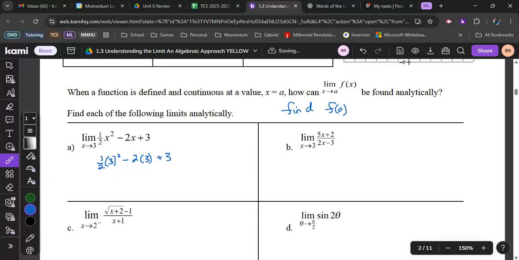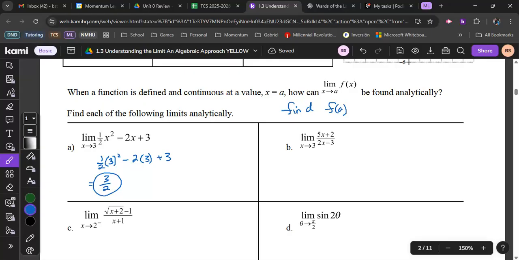Then I'm going to work that out. Are you guys good enough that we can do this in our head and go straight to an answer? 3, man. X is approaching 3. We lost Pablo. It's okay. He's back. All right. So 3 squared is 9 times a half is 4.5 minus 6, negative 1.5 plus 3, 1.5 or 3 halves. Okay. So that's the limit.